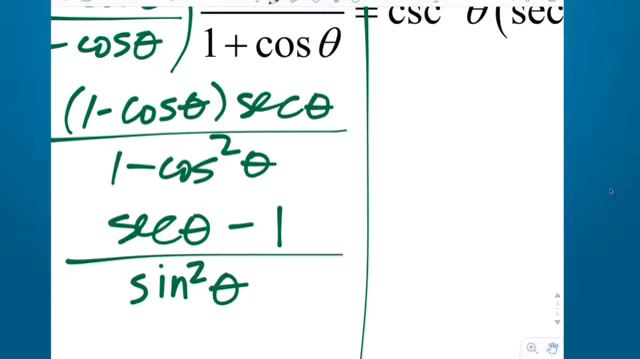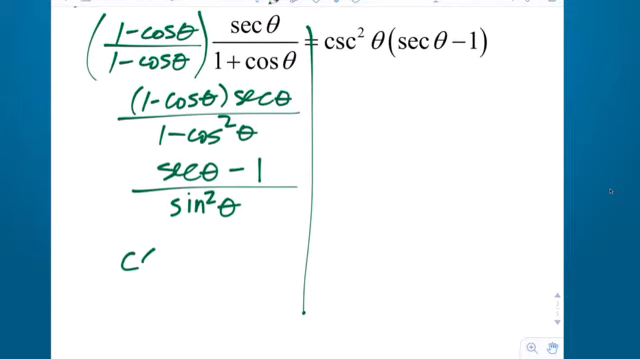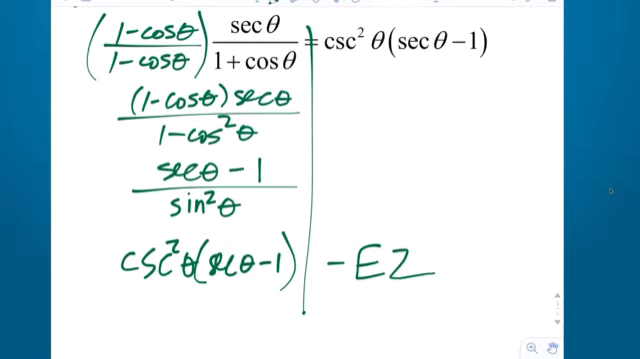So some of these things you pick up as you go. And now we're almost there, right? I want secant minus 1 as a factor, so all I have to do is use the reciprocal identity. 1 over sine squared is the same as cosecant squared in the top. And we're left with secant of theta minus 1. And it's also easy and fun when you know how.